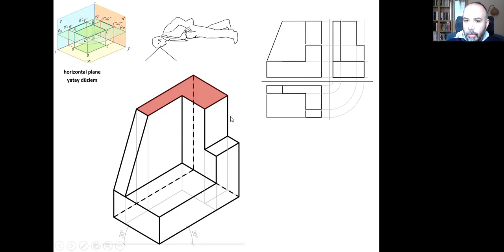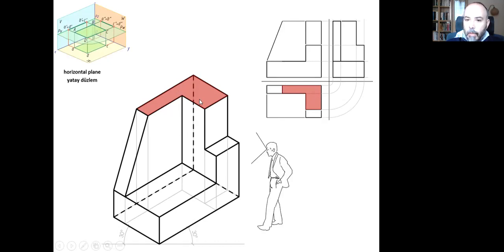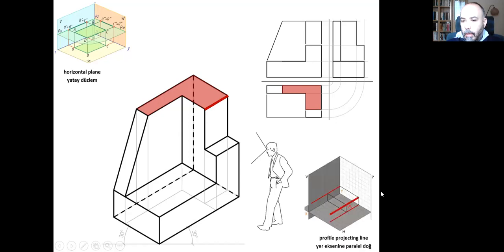In the top view, you will be seeing this surface that is closest to you in here. So this red surface, they are the same. And when you stand in front of the object and look towards the vertical projection plane, you won't be able to recognize it as a horizontal plane. You will be seeing this edge here is a profile projecting line, and there appears here in the frontal view, and you will see that other edge at the back here.